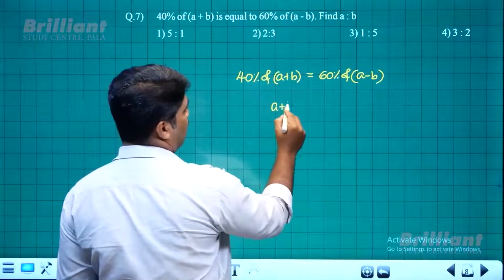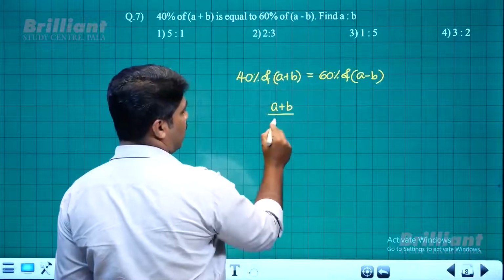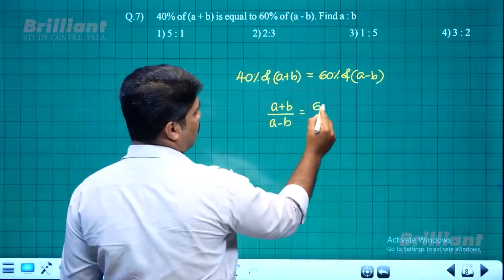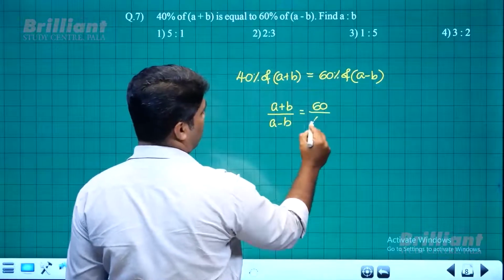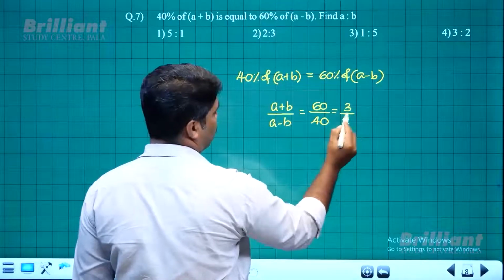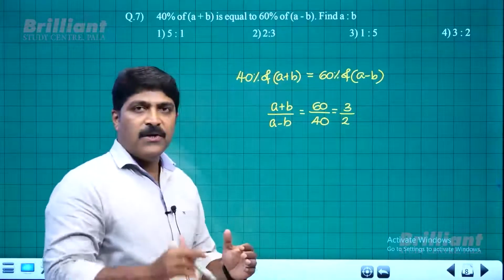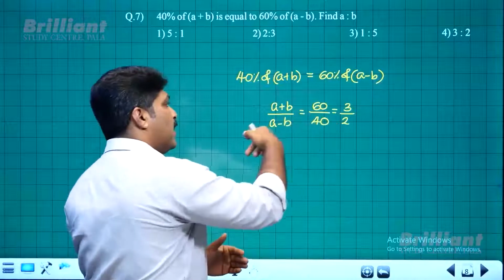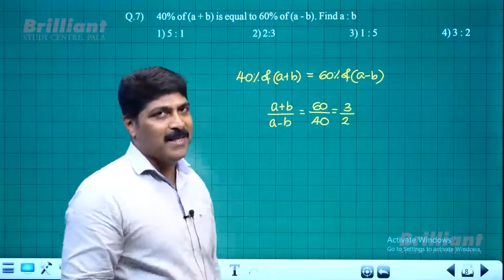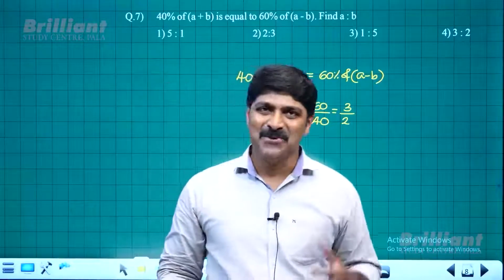So here a plus b, then take this a minus b towards the left side. This is 60 by 40, or we can simplify it as 3 by 2. Either you can cross multiply the values, then find the ratio of a and b. So that's the usual method. I will teach you another easiest approach here.